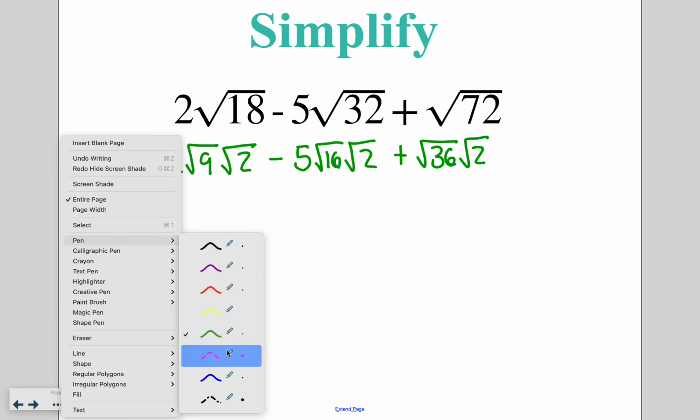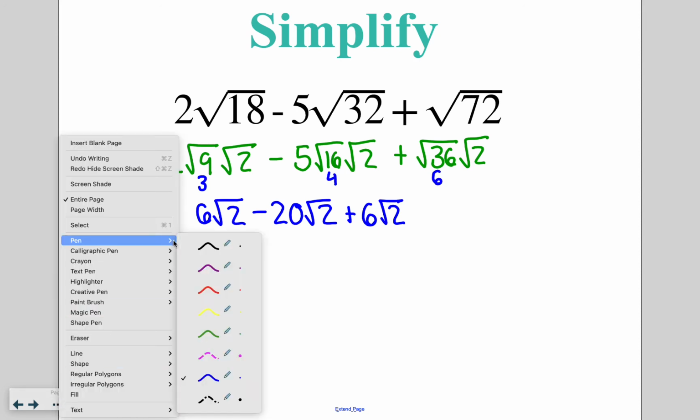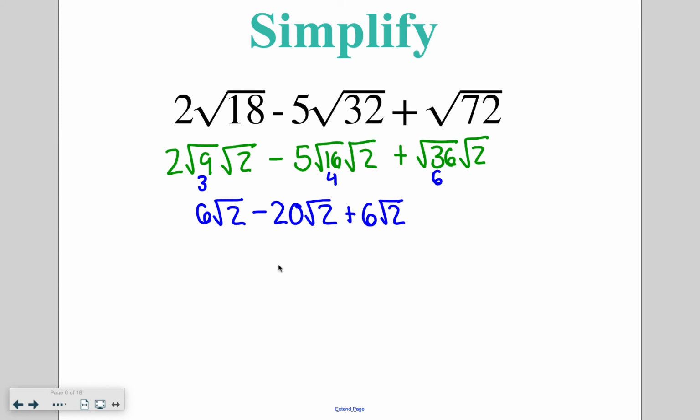Now I need to actually solve these pieces. So the square root of 9 is 3. 2 and 3 gives me 6 square roots of 2 in the front. The square root of 16 is 4. So minus 5 times 4 is 20 square roots of 2. And then I've got the square root of 36, which is 6 square roots of 2. So I do 6 minus 20, which is negative 14, plus 6, which gives me negative 8 square roots of 2 in its most simplified form.